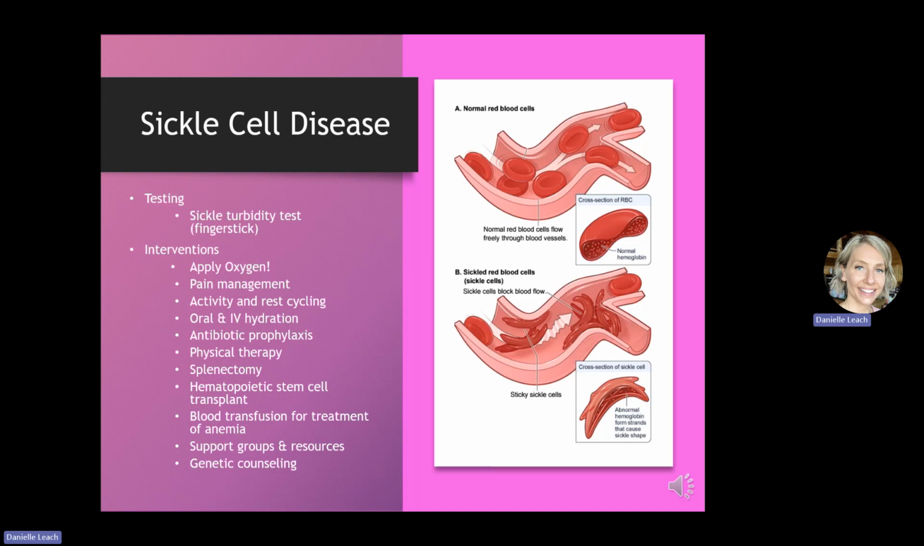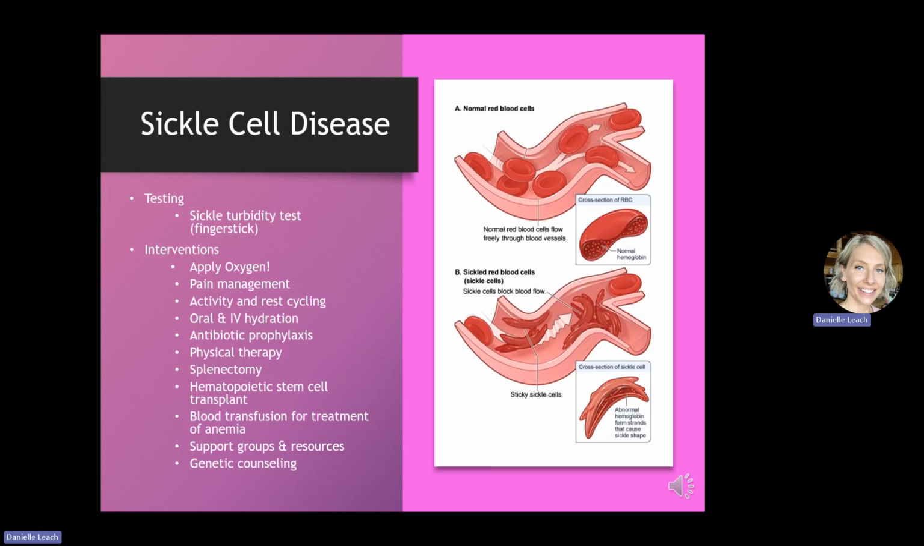Also, antibiotic prophylaxis. It's very common to be on prophylaxis against pneumococcal infection, so basically preventing any sort of lung infection that could then in turn turn into an acute chest crisis. Also, physical therapy may be needed if they're having specific symptoms in their extremities. They could eventually need a splenectomy if it's enlarged for a long period of time.